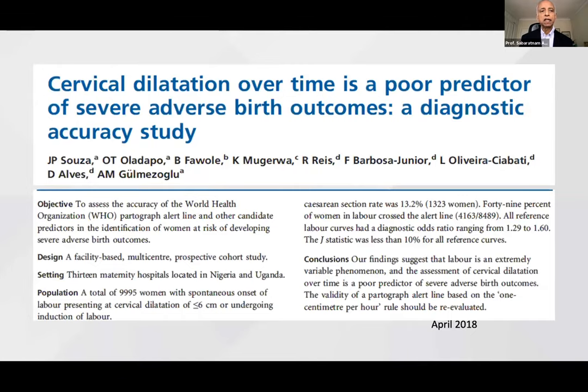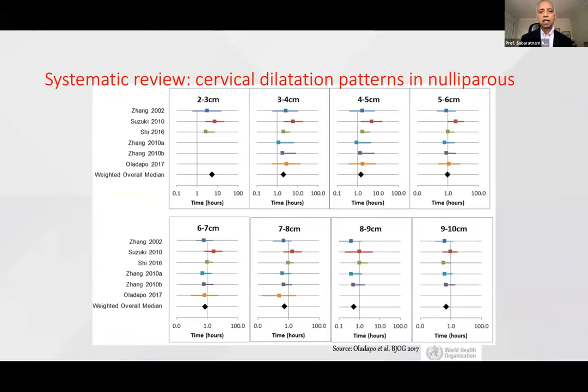So there were papers written saying cervical dilatation over time is a poor prognosticator of severe adverse birth outcomes. And this was published by the WHO. And the conclusion said, our findings suggest that the labor progress is a variable phenomenon and the assessment over time is a poor predictor of severe adverse outcomes. So they had to rethink about giving more time for women to dilate rather than trying to push them to deliver within a short time.